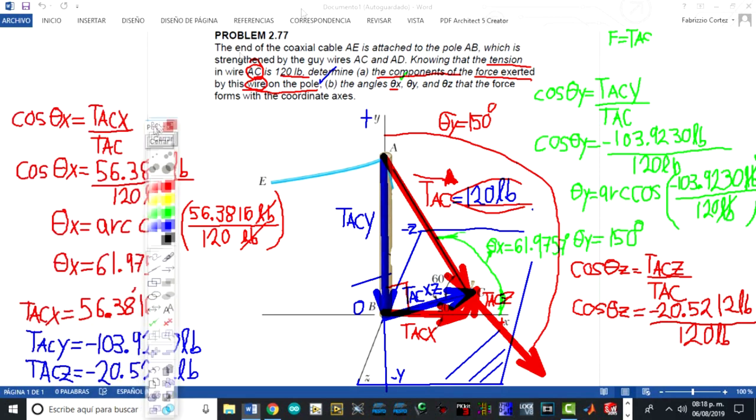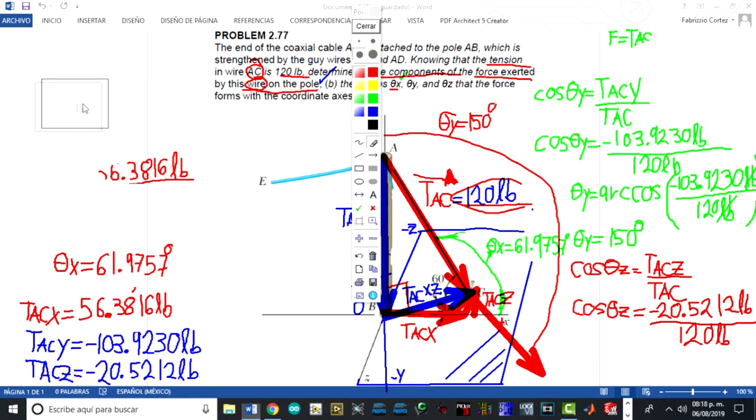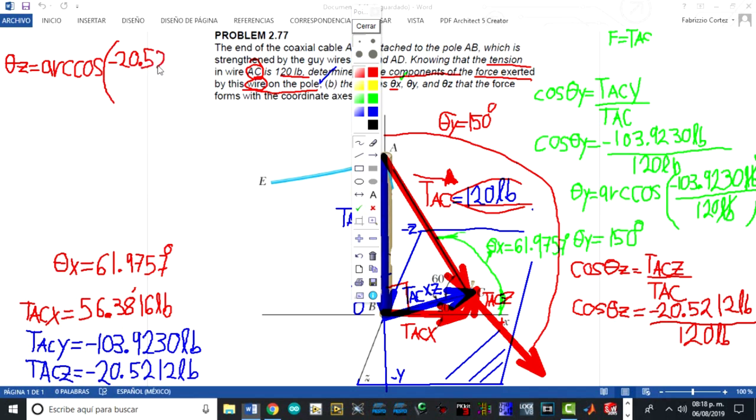So we're going to erase this part. We don't need it any longer. So we can say that theta c will be the arc cosine of that division, minus 20.5212 pounds, divided by 120 pounds.